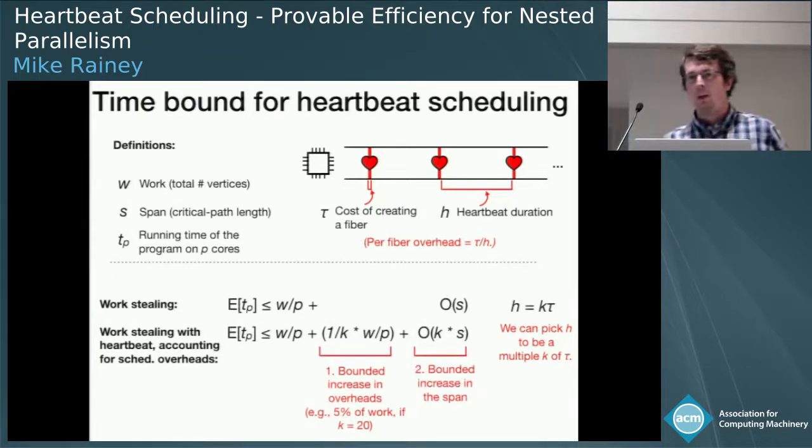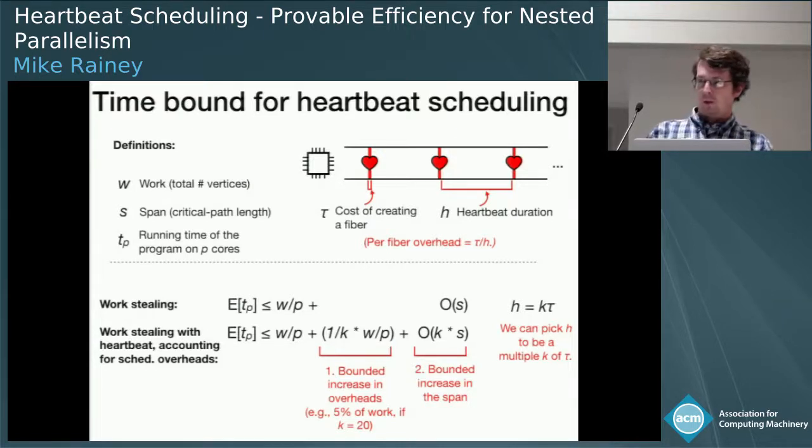So this is showing the work stealing bound, including the costs of fiber creation. There's two new terms. The first one is saying that the total cost of fiber creation is bounded to a 1 over k fraction of the total work being performed by the computation. So if we pick k to be 20, then we're guaranteeing that the total cost you're paying for fiber creation is 5% of the total work you're doing.